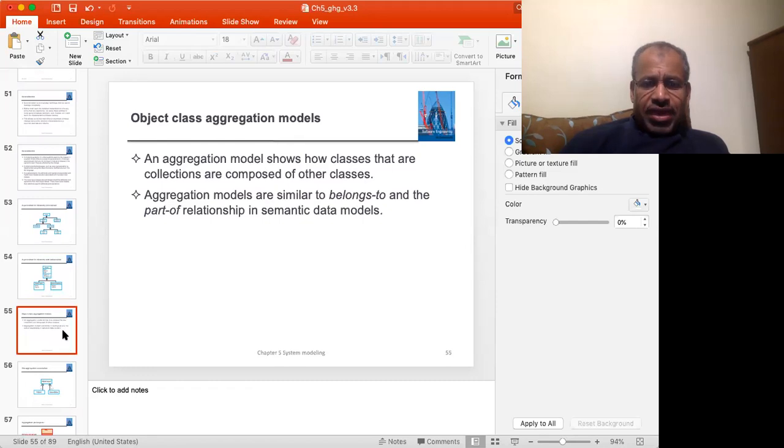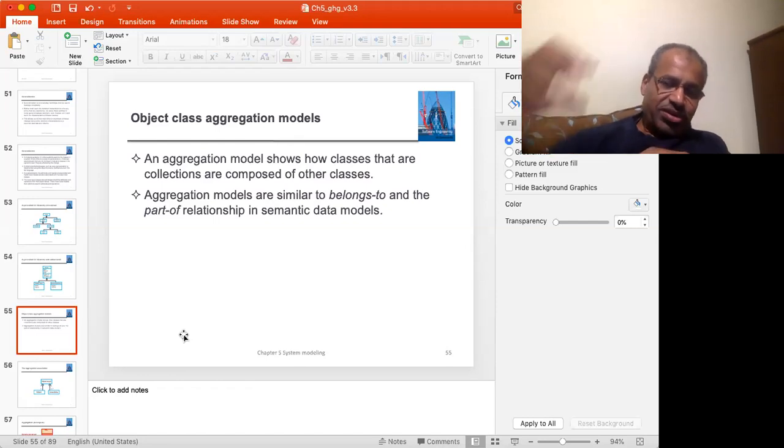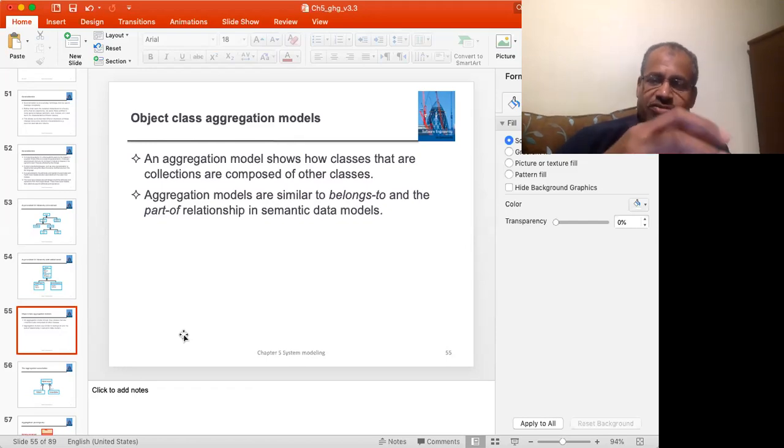Now, essentially in aggregation models, you can define a belongs-to relationship and a part-of relationship, as you might have seen in semantic data models. If you haven't seen semantic data models, don't worry about it. It suffices to say that we have two types of aggregation: belonging to something, but you don't necessarily belong exclusively to that top level class, and part of, where the relationship has to be more exclusive, like it can be only part of one object at a time.